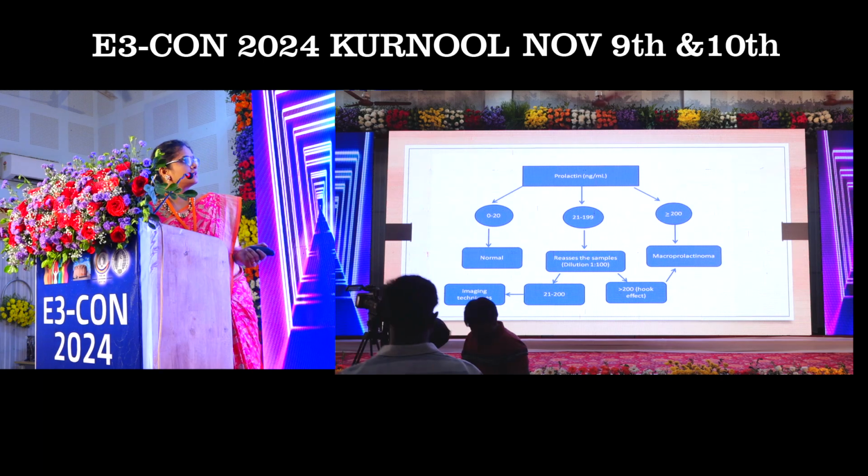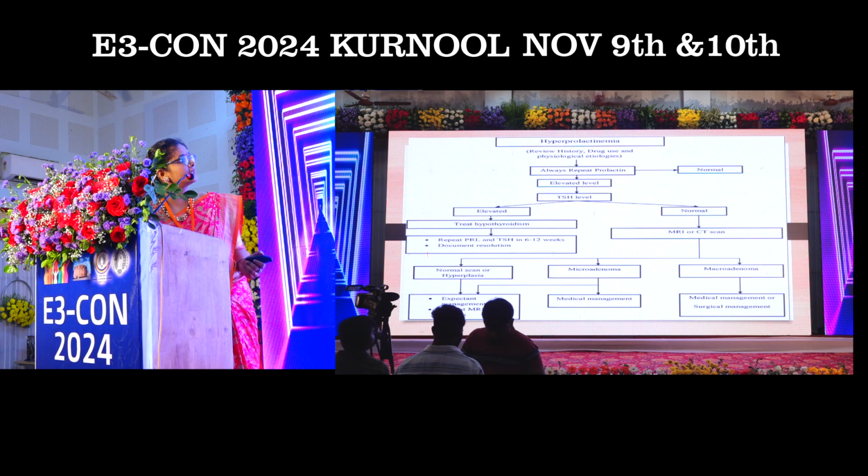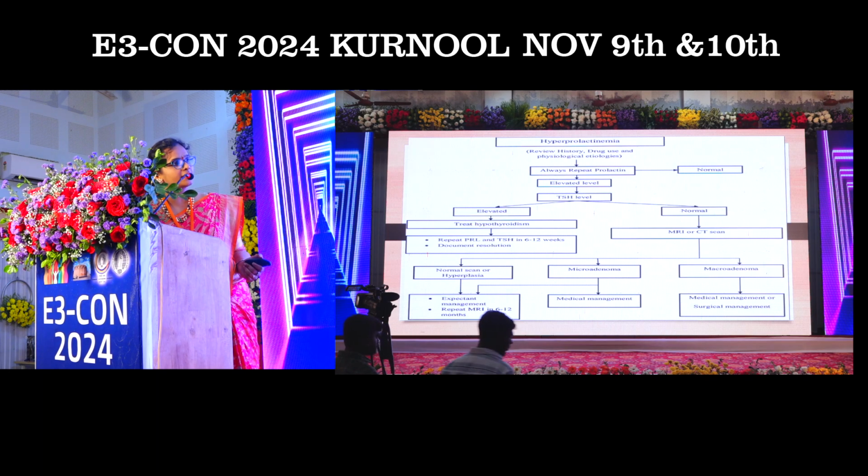This is a flowchart showing that we have to take the history, and if any drug use or physiological conditions are seen, we always repeat the prolactin after 1 month, and if it is normal, just leave it. If it is elevated, we also have to check the thyroid TSH levels. If the TSH level is normal, we have to go for MRI to determine whether there is a microadenoma or macroadenoma. If TSH is elevated along with it, we have to treat hypothyroidism and repeat the sample collection after 6 to 12 weeks.